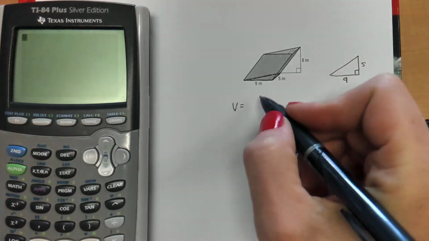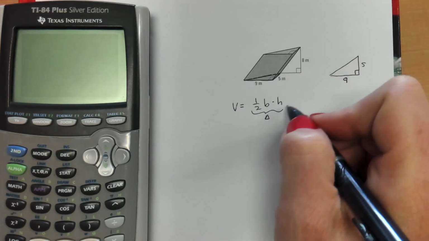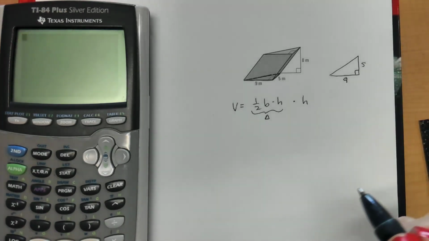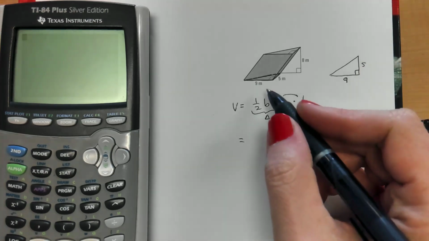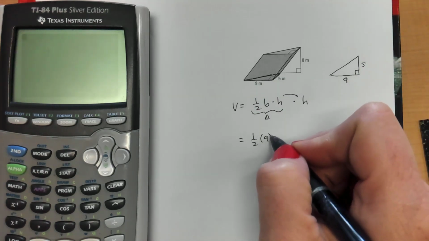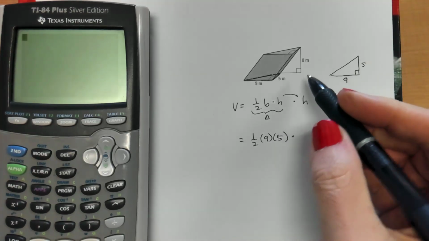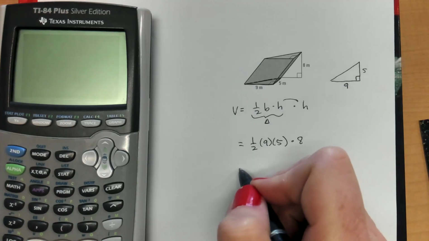So when I do my volume formula, and it's 1/2 base times height, and this is of my triangle, then it's times height of the prism. And those are different heights. Those won't be the same. So the base and height of my triangle are 9 and 5. And the height of my prism is 8. So my prism is 8 meters tall.